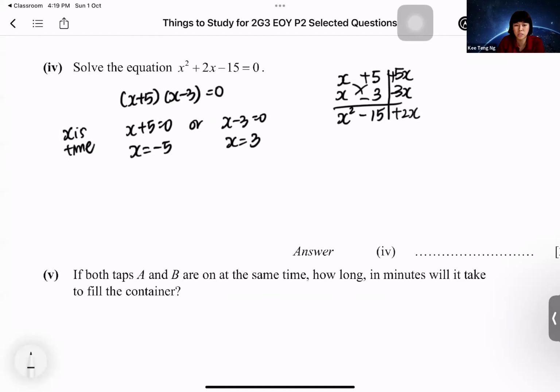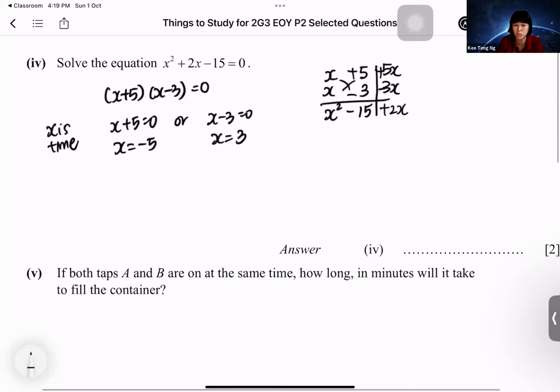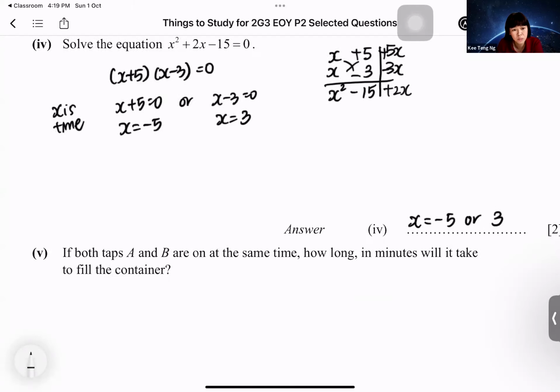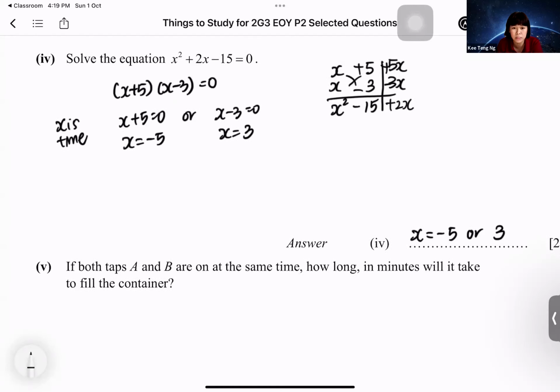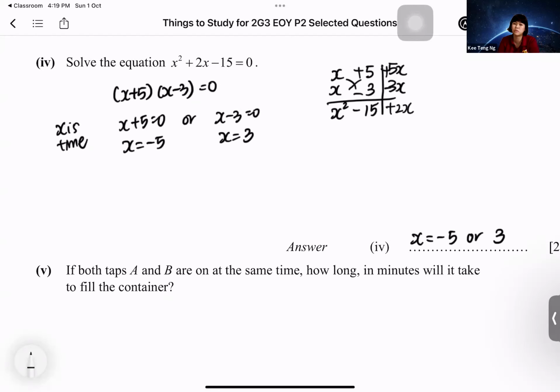Right, but the question here only says solve the equation. So you write both your answers, -5 or 3. Don't reject any answer. But for the next part, the question says both the taps are on at the same time. How many minutes will it take to fill the container?